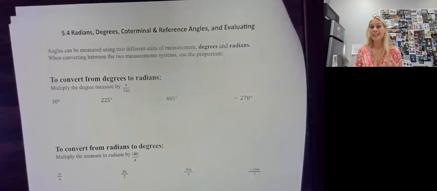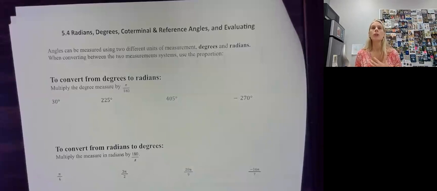In Math 1060 college trig, you use both. You go back and forth no matter what. When you use it in calculus, you stick with radians. You don't really do degrees at all. And so we want to make sure that we can convert back and forth.